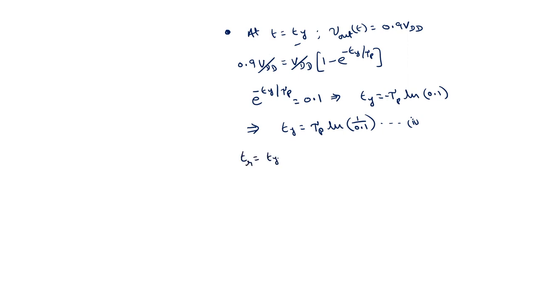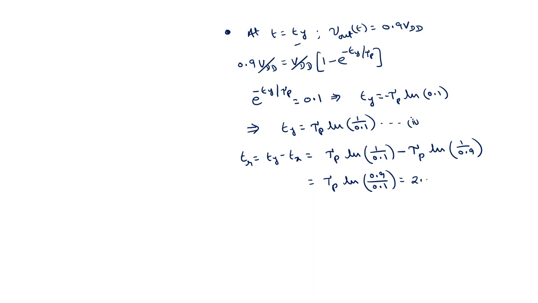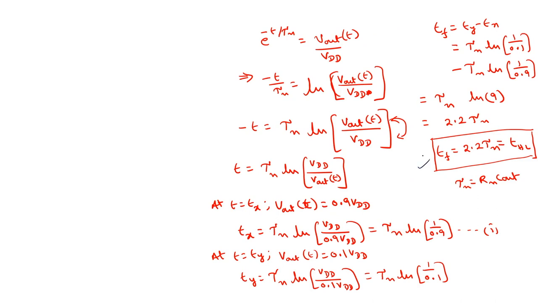Rise time is defined as Ty minus Tx. This is tau p logarithm of 1 by 0.1 minus, we got Tx as tau p logarithm of 1 by 0.9. So tau p is common. Logarithm of a minus logarithm of b is equal to logarithm of a by b. You will get logarithm of 0.9 by 0.1, which is 9, and this is equal to 2.2 tau p. This can also be called the time taken to change from low to high. Similarly, we got fall time as 2.2 tau n.